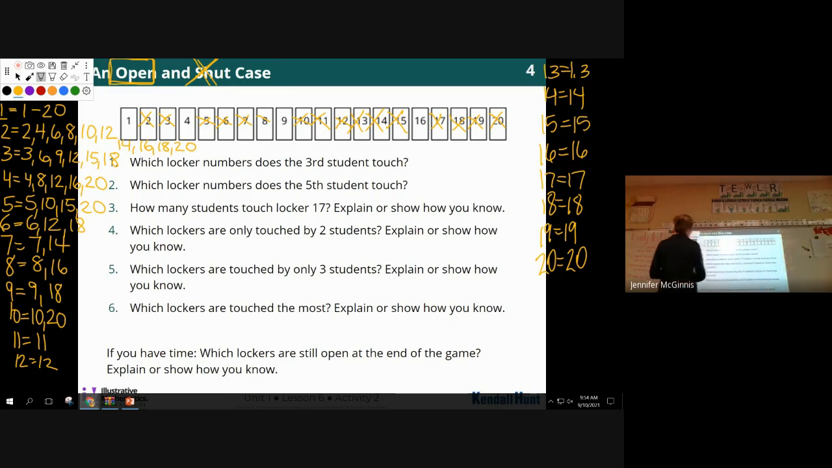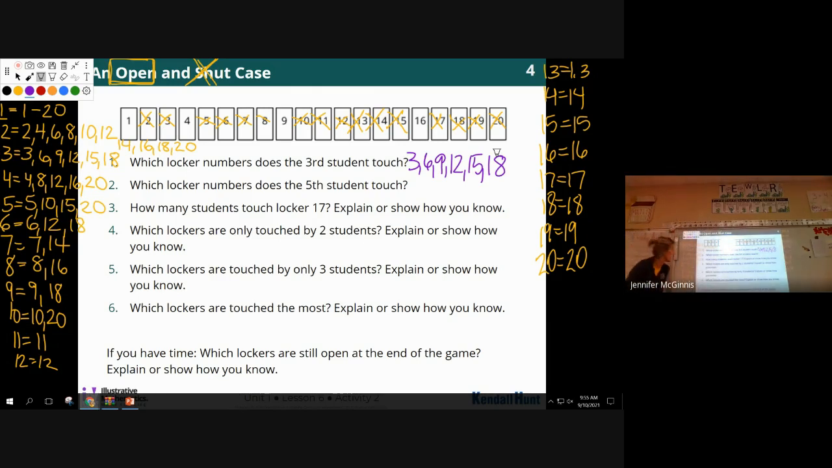Which locker numbers does the third student touch? 3, 6, 9. How do you know that, Sophia? Because it's up there. We made a little list. Yeah, count by threes and do the song. 3, 6, 9, 12, 15, 18, 21. But we're going to stop at 18 because our lockers only go to 20, right?